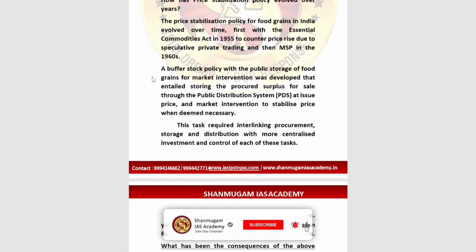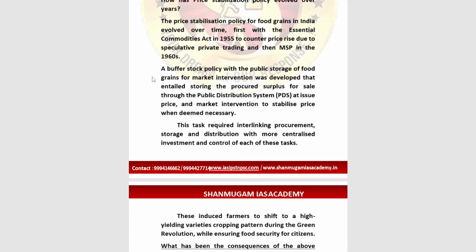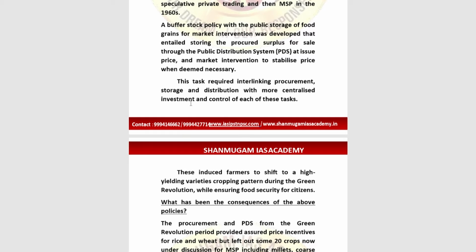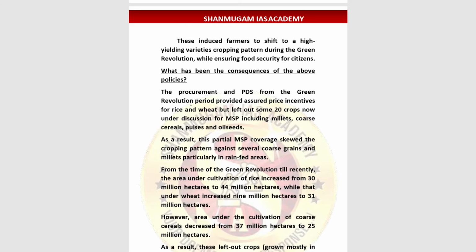The buffer stock policy, the public storage of food grains. The storing of the procured surplus for sale through the public distribution system. And third one, the task requires interlinking procurement, storage, and distribution with more centralized investment and control of each of these tasks. And centralized investment is also very important. These induced farmers to shift to a high yielding varieties cropping pattern during the green revolution while ensuring food security to the citizens of the country.